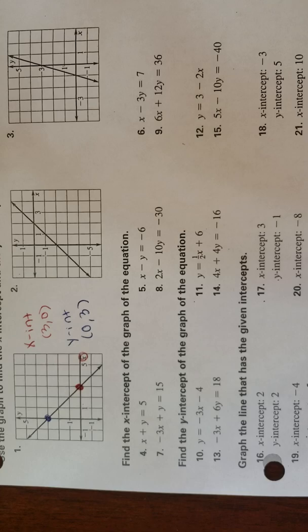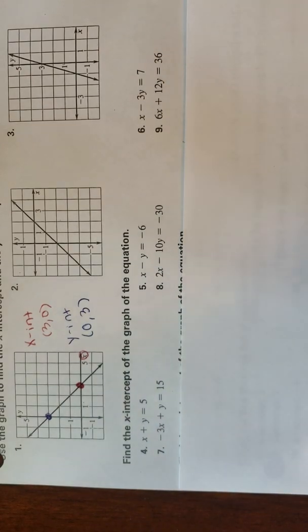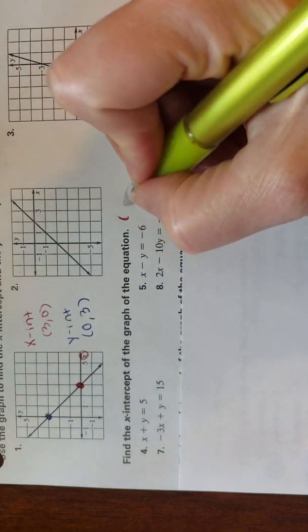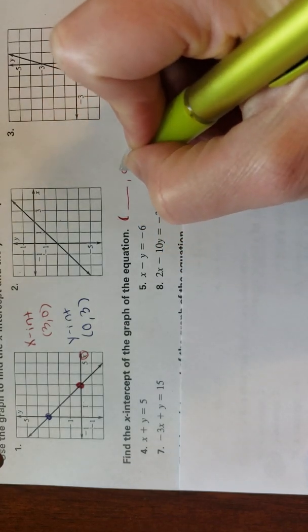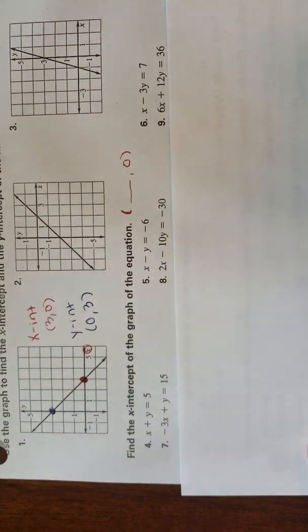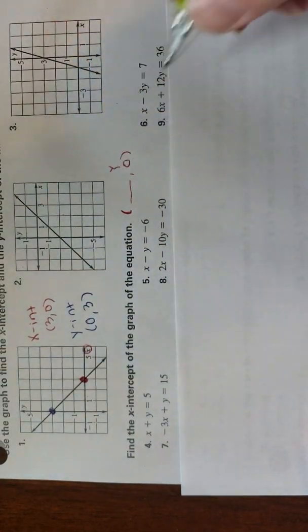Okay. For this next section, you need to find the x-intercept of the graph. See if you remember. You are going to sub 0 in. Are you going to sub in 0 for x or for y? You are going to sub 0 in for y. Okay, so 0 will always go in for y.